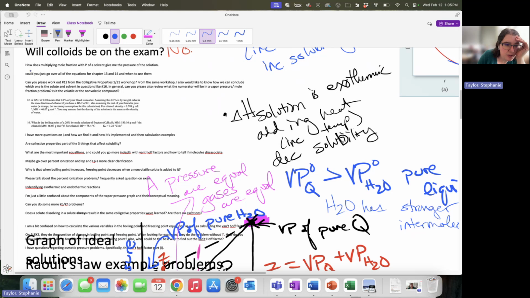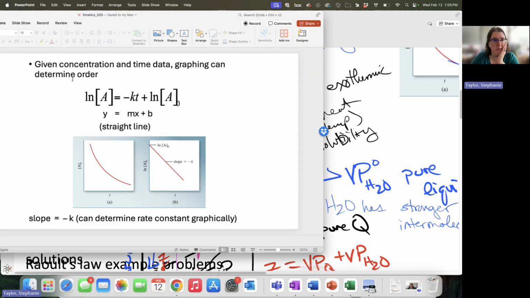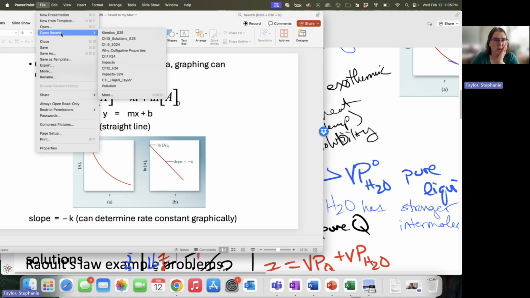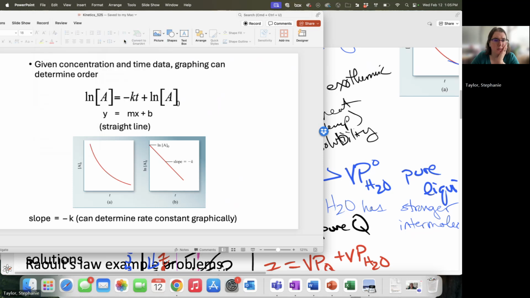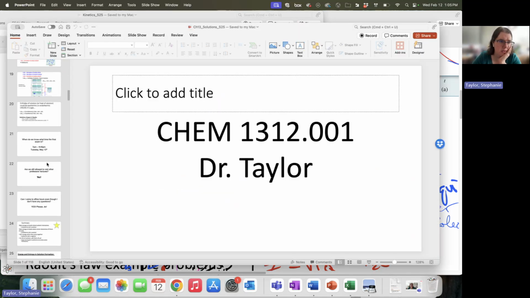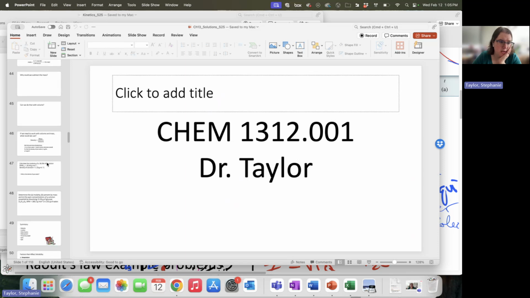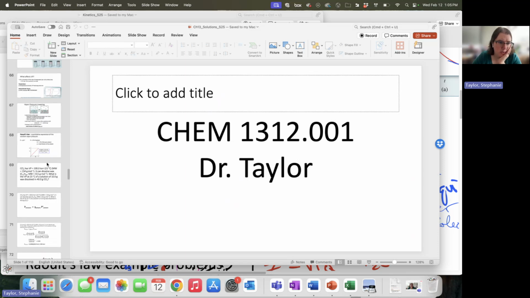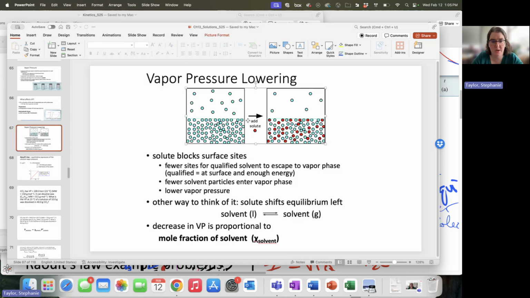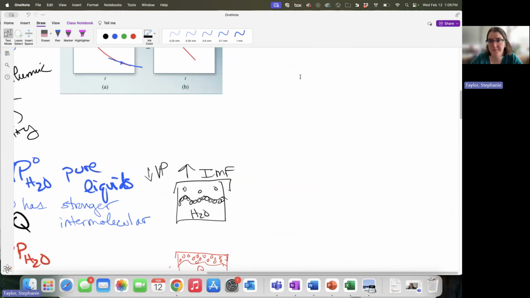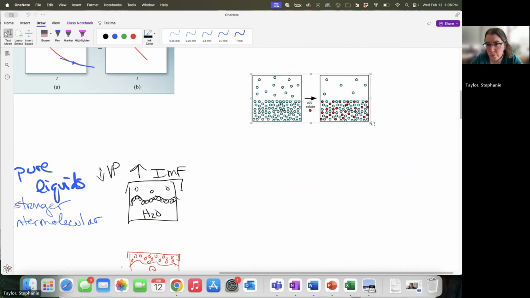One of these is, how does multiplying mole fraction with the pressure of a solvent give me the pressure of the solution? I actually like this one because I'm going to grab the chart, the picture that I didn't have to make. That came out of a textbook, or I stole it from Dr. Diekman so long ago. I don't even know where this came from, but it's a great picture.